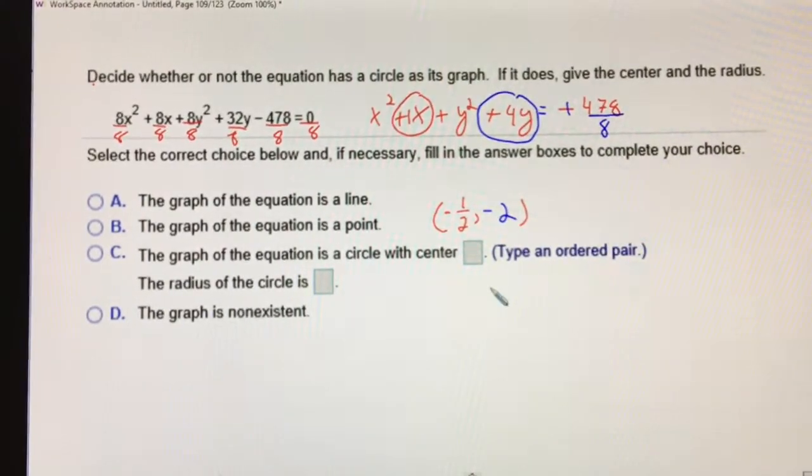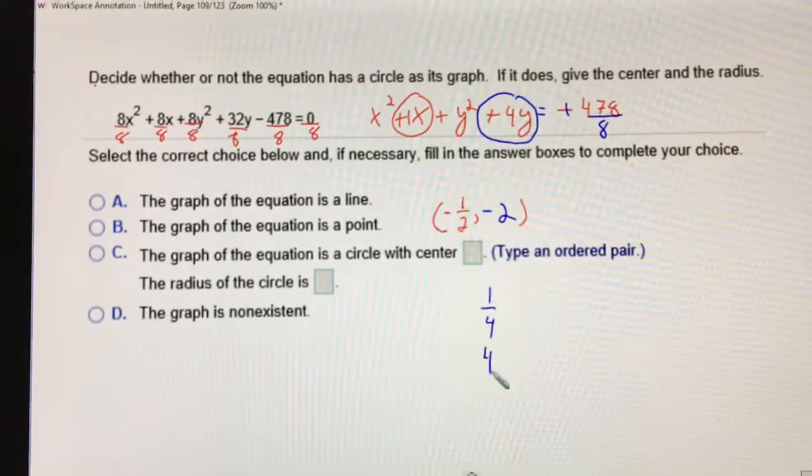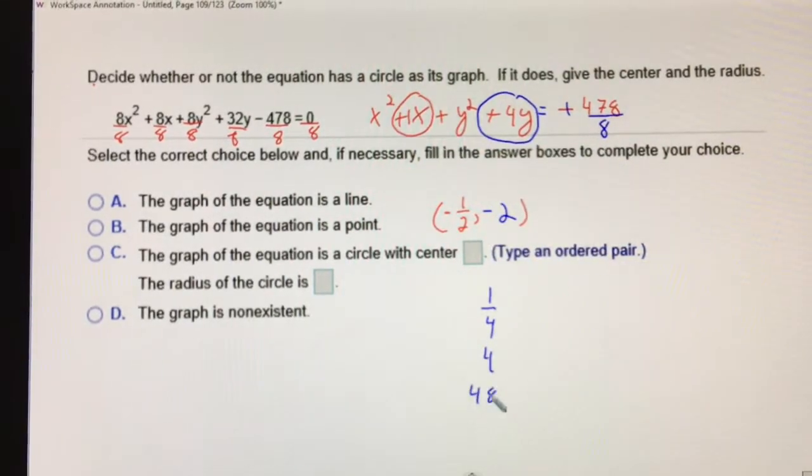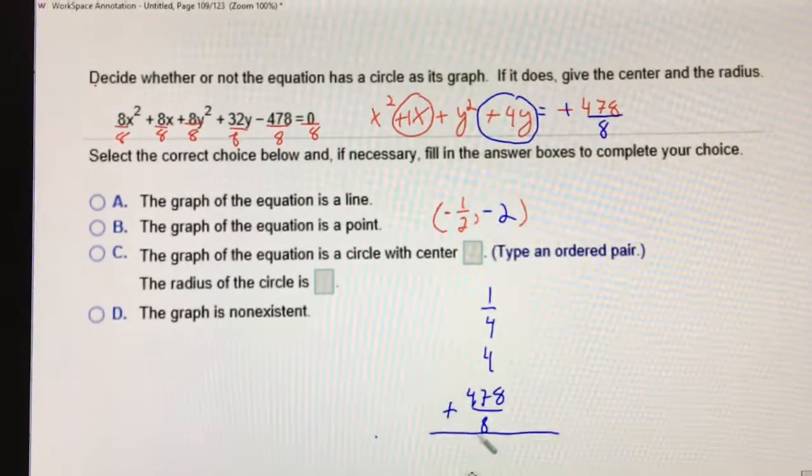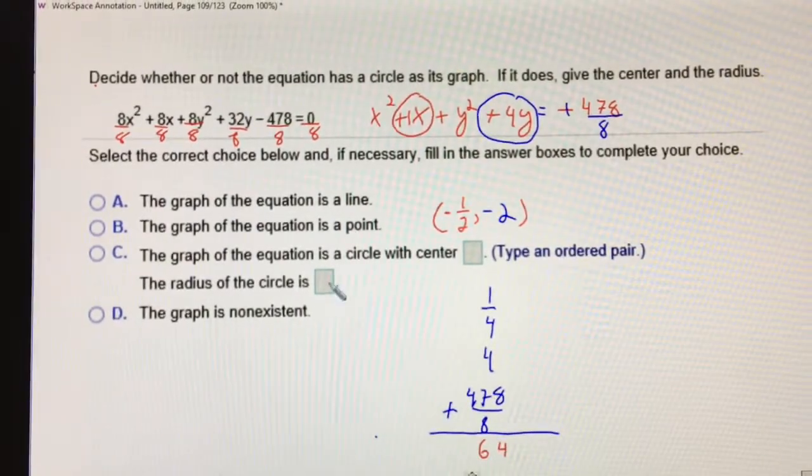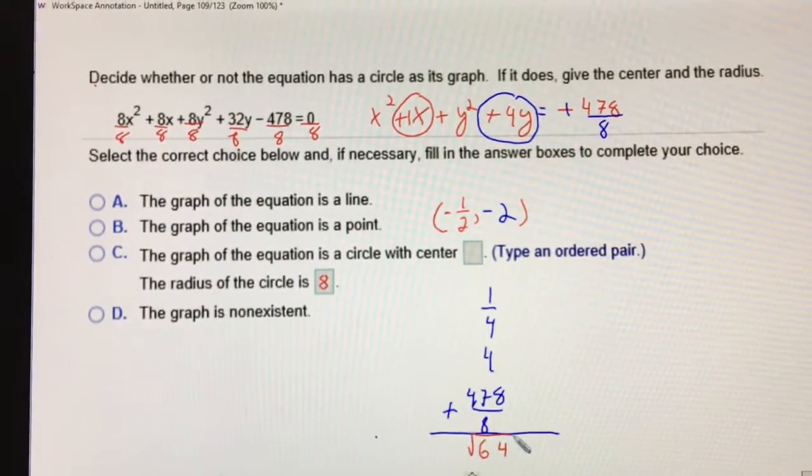So now I have to square that, so that's going to give me 1/4 plus 4 plus 478 over 8. I'm going to add them all up and square root the solution. And when I add these up, I magically get a perfect square of 64. So that's not my radius. My radius is 8. In other words, the square root of 64.